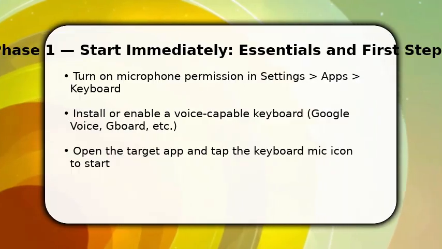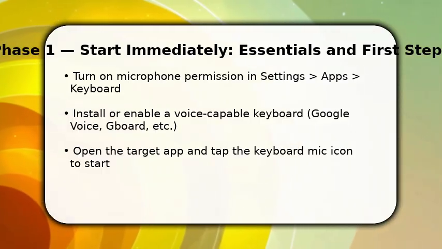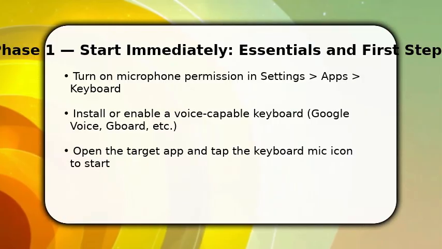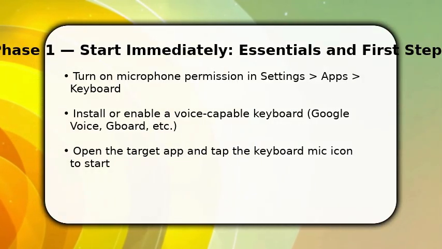You'll start by turning on microphone access and choosing a voice-capable keyboard. Once done, open the app where you want to type. Tap the keyboard, then the mic icon to begin dictation. Speak clearly and at a steady pace.